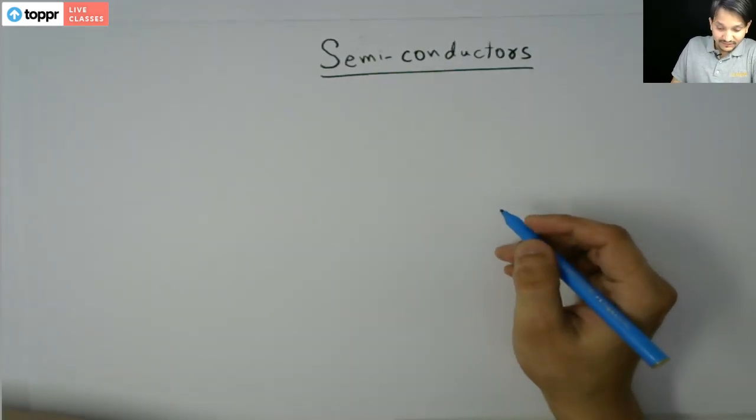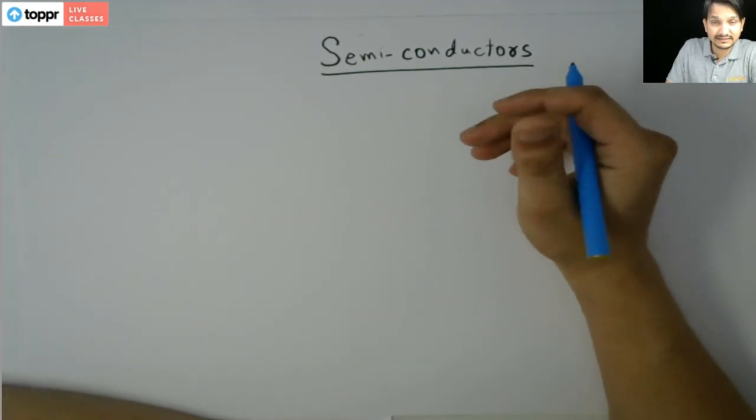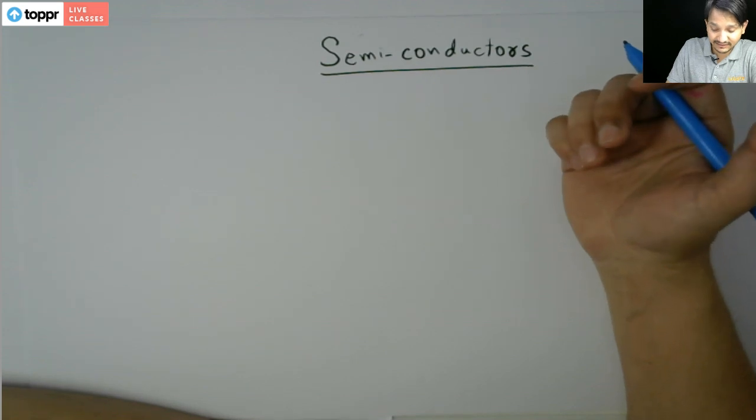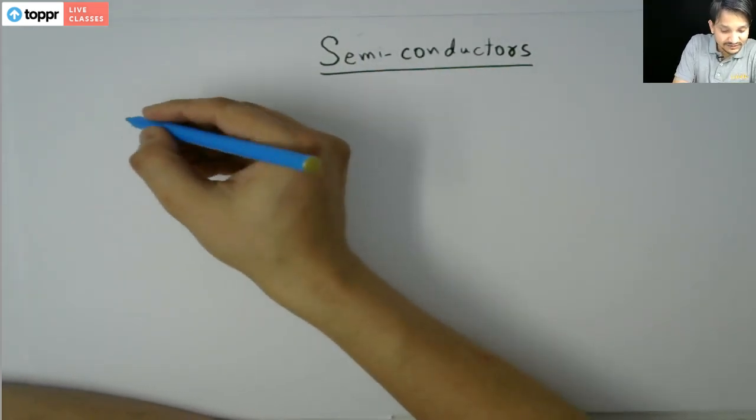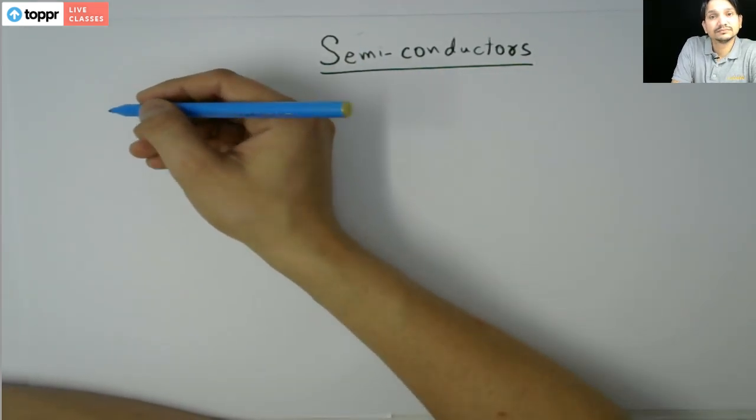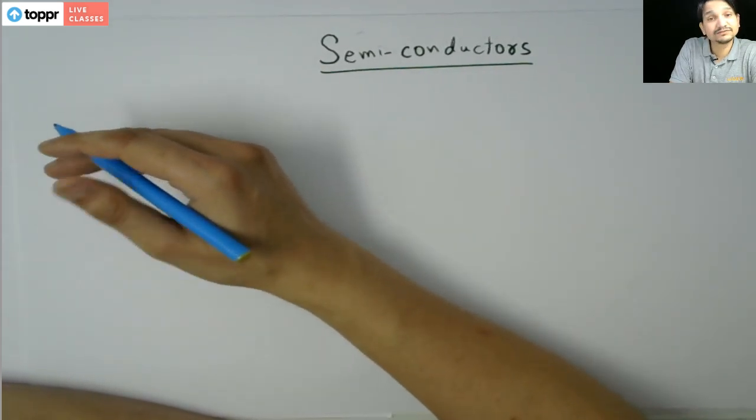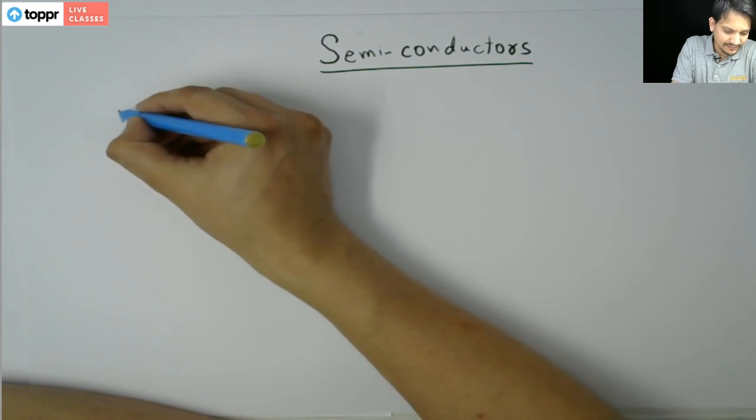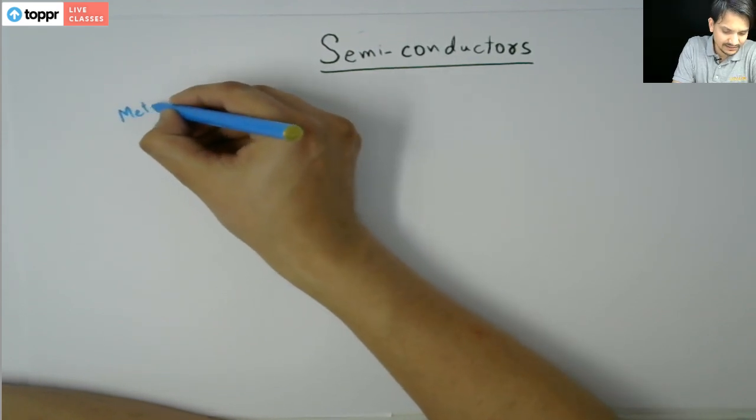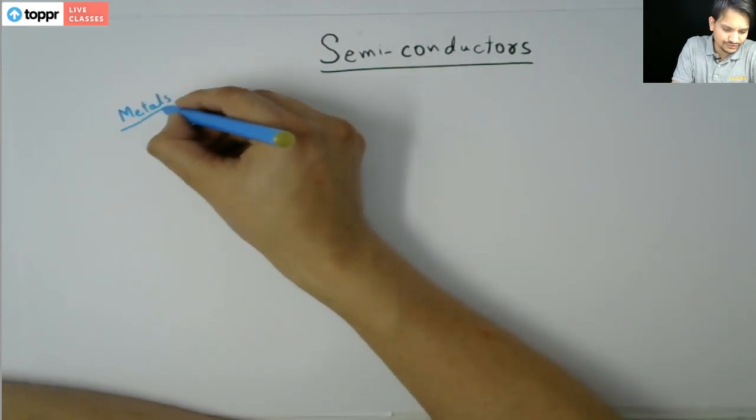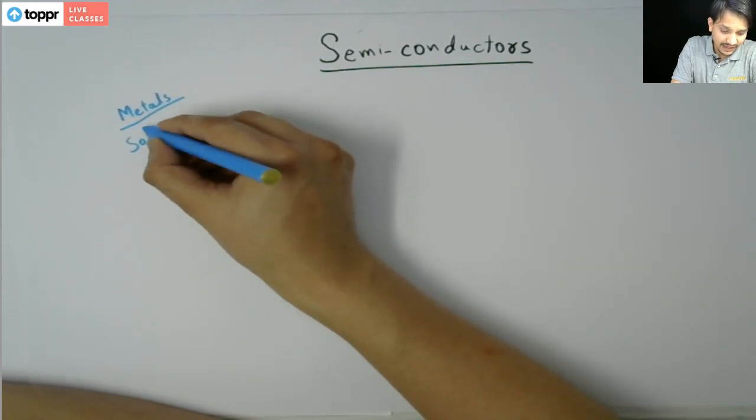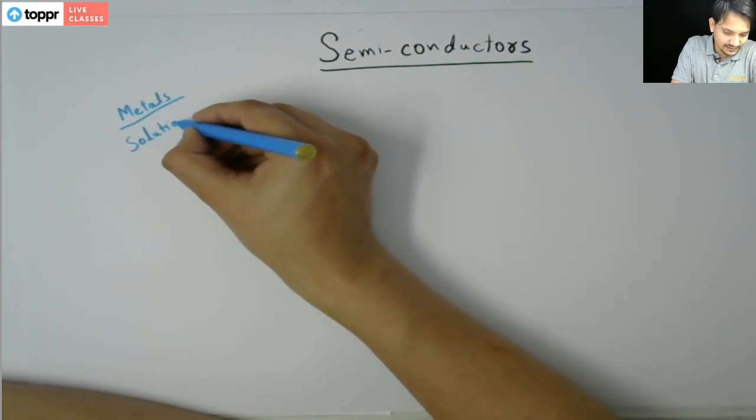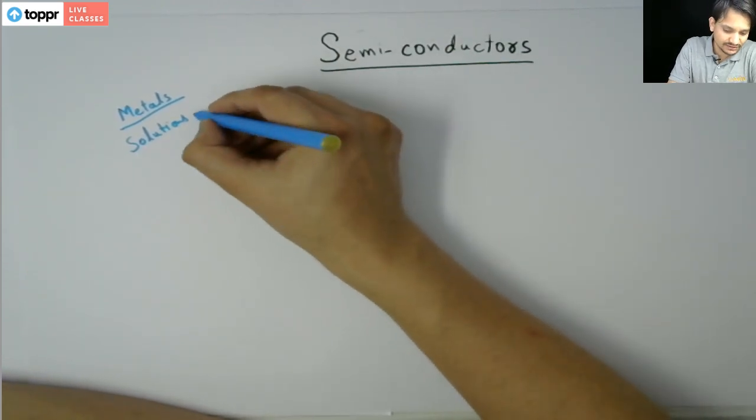So first, let's understand what a semiconductor is. There are types of materials which can conduct electricity very easily, like metals, and solutions containing ions, like NaCl solutions.